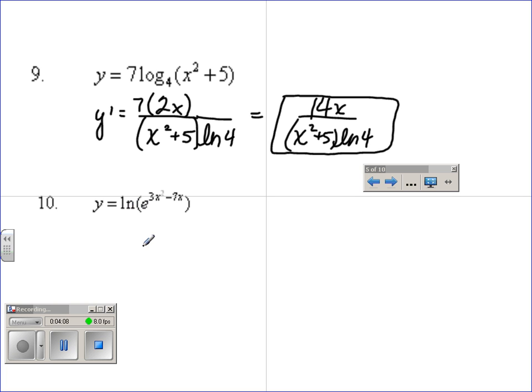Looking at this, we have natural log of e cancel each other out. So this is simply 3x squared minus 7x, and the derivative of that, really easy, 6x minus 7.